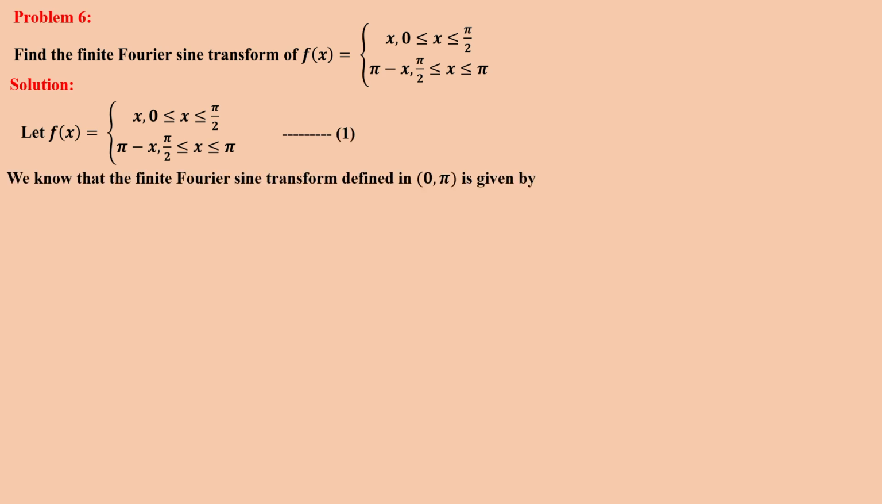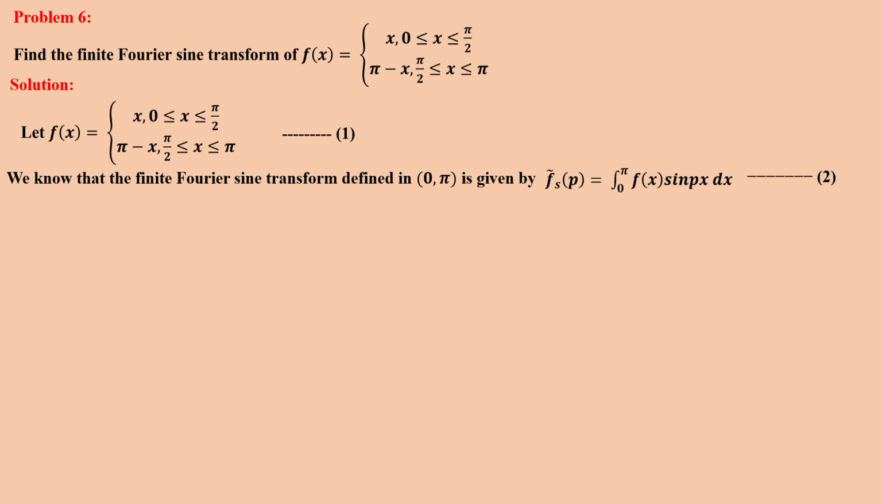We know the finite Fourier sine transform defined in 0 to pi is given by Fs bar of p, which is equal to the integral from 0 to pi of f of x sine px dx. That is equation number 2. So we are going to use 1 in 2. Before that we have to split the integral into two integrals.